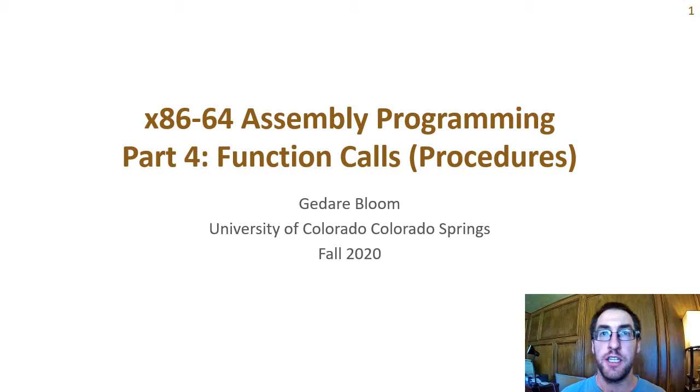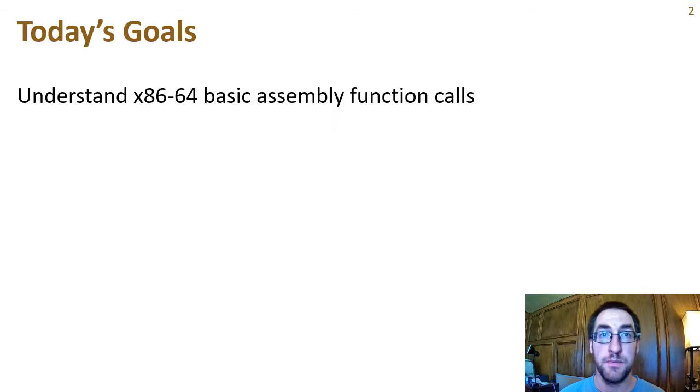Hello! Now we're going to finish the tutorial on simple assembly for the x86-64 instruction set architecture. Part 3 covered conditional and control flow instructions to implement branches and loops. Part 4 will now explain how to implement function calls.